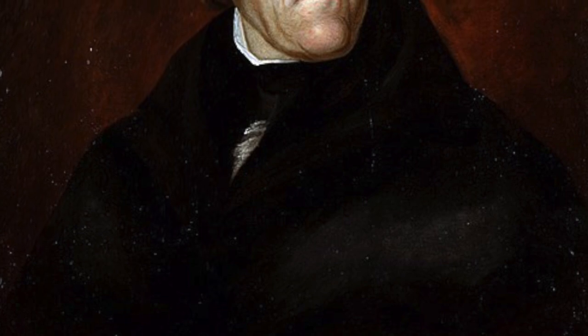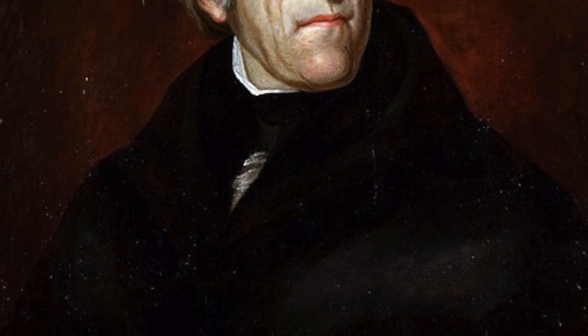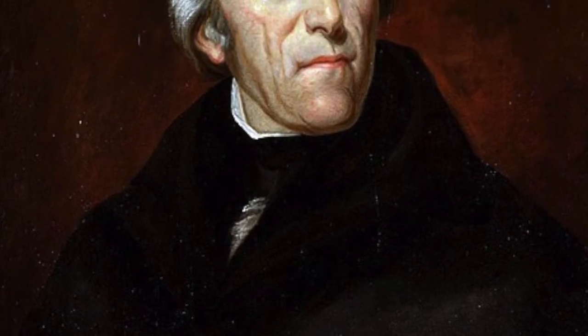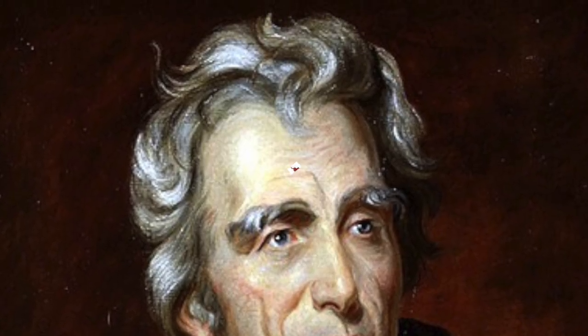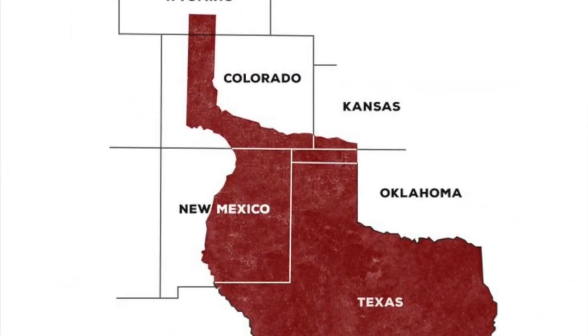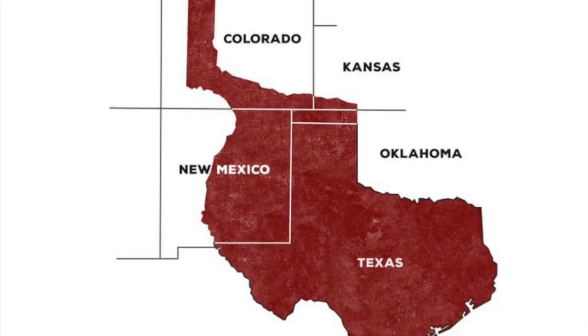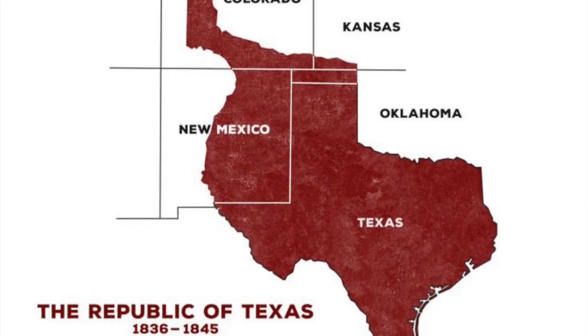Texas wanted to be annexed, or added into the United States, but due to Texas having and allowing slaves, the President of the United States, Andrew Jackson, feared that by adding Texas, they would disrupt the balance of slave states and free states in the country. Due to this fear, Texas remains its own country for about 10 years.